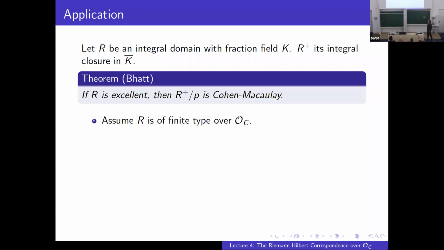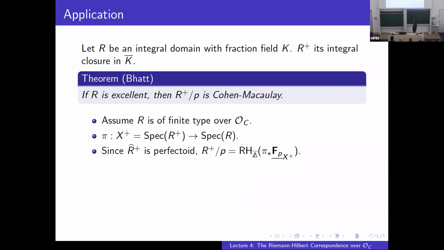A special case would be if R is the kind of commutative ring we were just talking about, something of finite type over O_C. In that case, let me take this ring R plus and look at its spectrum. Let me call that X plus. That's some scheme that maps to Spec R via a map which is not finite, but it's profinite. It's an inverse limit of a system of finite maps. Now this ring R plus becomes perfectoid when you p-adically complete it. And this map pi is kind of like a finite map, so it should be compatible with the Riemann-Hilbert construction.